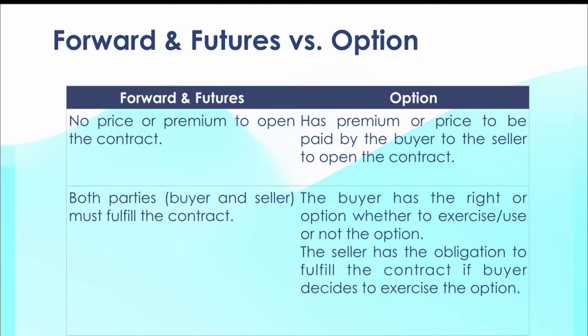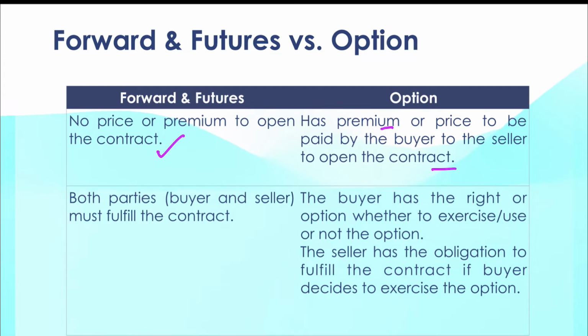Let's look at the difference between forward and futures and also option. For forward and futures, there is no price or no premium to open the contract. But for the option, it has a premium or price to be paid by the buyer to the seller to open or to start the trading. So to open the contract, you have to pay some amount that is called the premium.